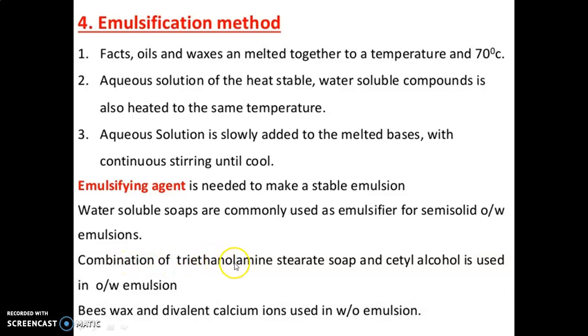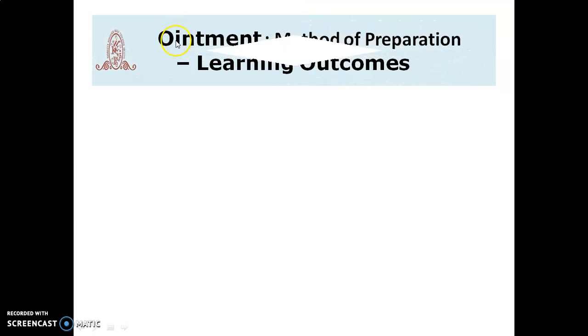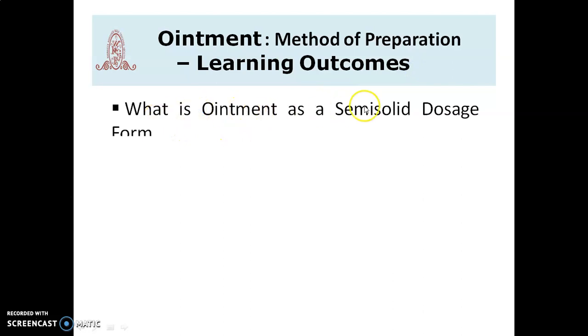A combination of triethanolamine stearate soap and cetyl alcohol is used in O/W, oil in water, emulsion. Beeswax and divalent calcium ions are used in water in oil emulsion. Then what we learned from this topic, ointment method of preparation, the learning outcomes are: what is ointment as a semi-solid dosage form, and the preparation of ointments. Thank you.